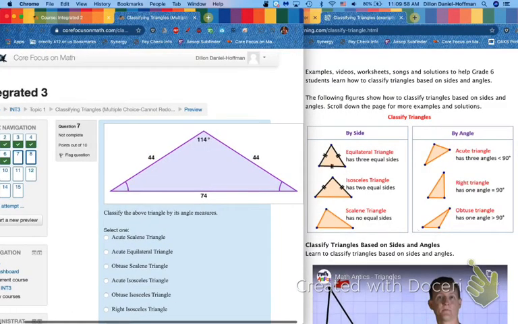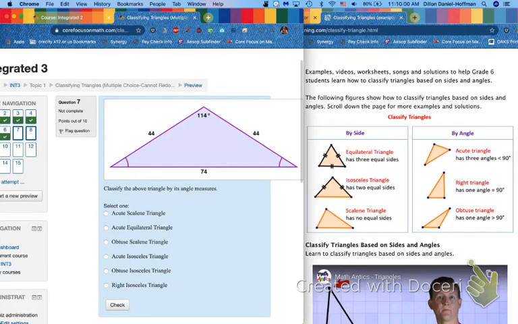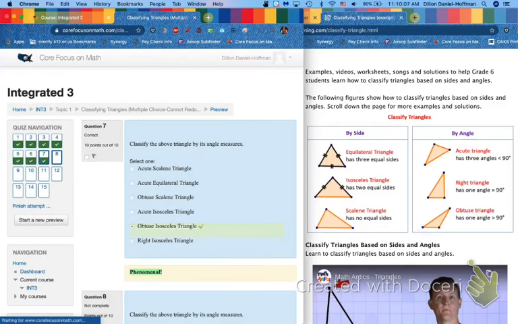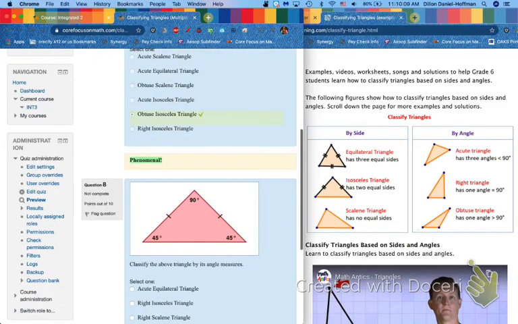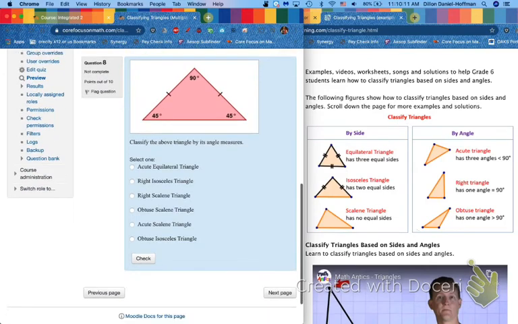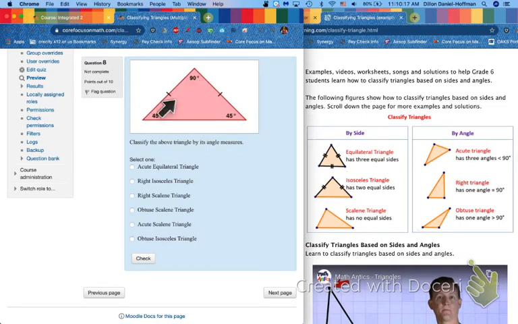Okay, now we've got another obtuse angle. Oh, and the 44s match. Wow, I've got the same one twice in a row. That's lucky. Obtuse isosceles again. Number 8 is the first time I've got a perfectly right angle. There's a little corner. It's marked with a 90, and the tick marks again on the sides. So this is a right isosceles triangle.